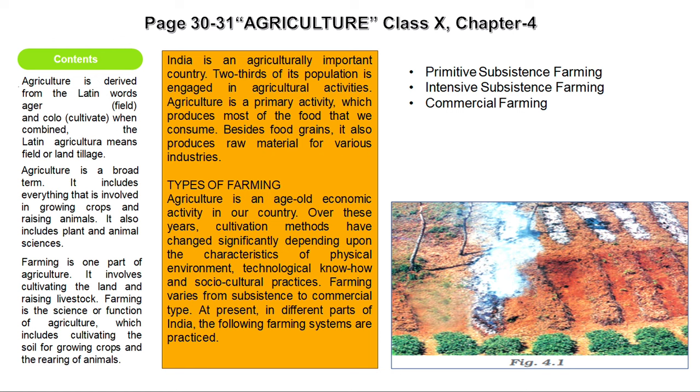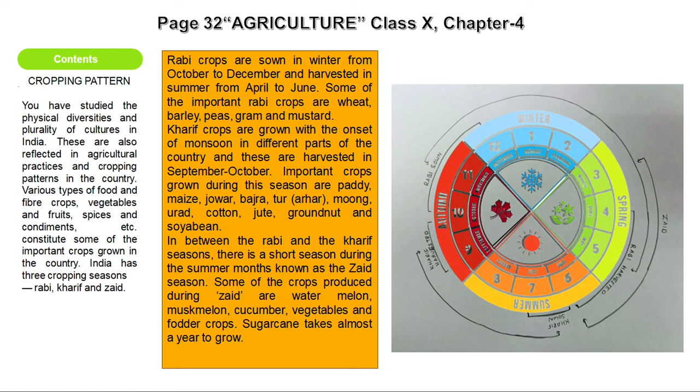Commercial farming is basically for commercial purposes. We produce for ourselves also, but mainly for selling in the market. It is practiced in those regions where there are large farms and good irrigation facilities. The places where commercial, intensive subsistence, and primitive farming are practiced are given in the book, so I will not go through those reasons because it will take a lot of time. So I'll go to the next slide, page 32, agriculture. That's cropping pattern. The cropping pattern basically tells us which crops are grown in which season.